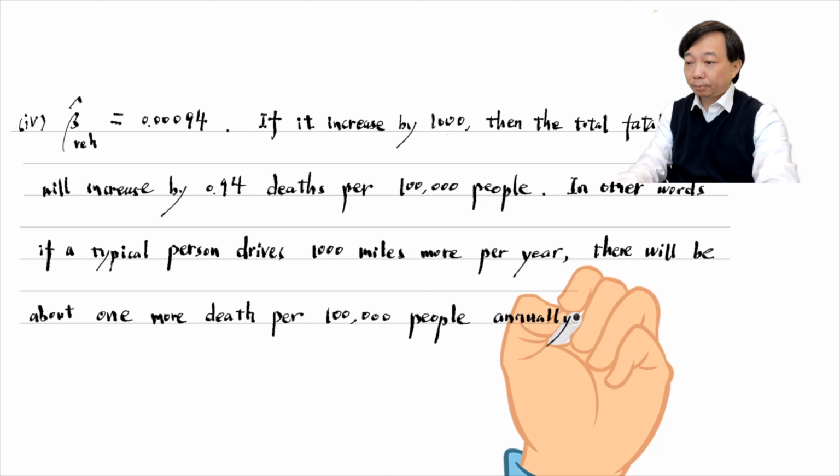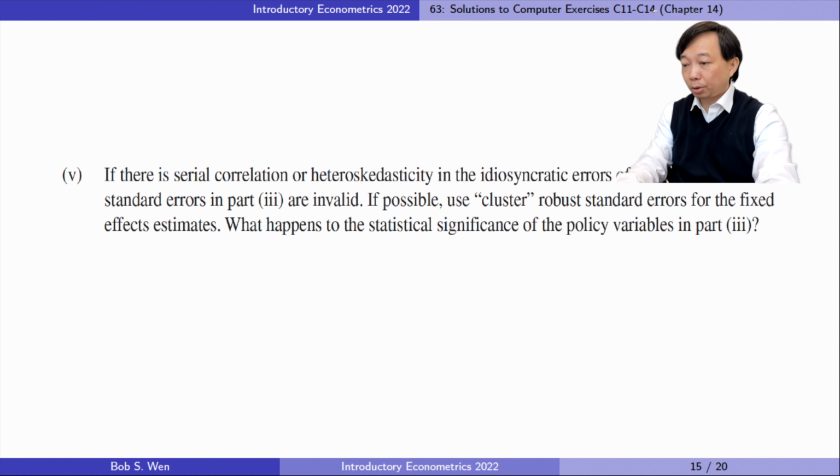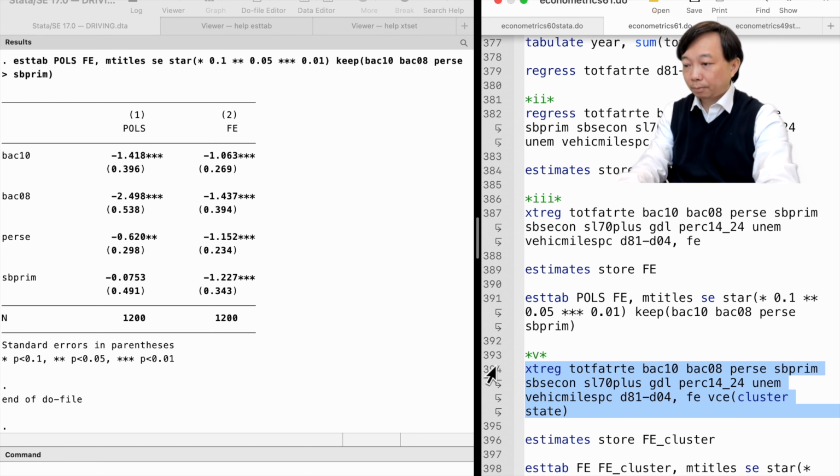In Part 5, if there is serial correlation or heteroscedasticity in the idiosyncratic errors of the model, then the standard errors in Part 3 are invalid. If possible, use cluster robust standard errors for the fixed effects estimates. What happens to the statistical significance of the policy variable in Part 3?